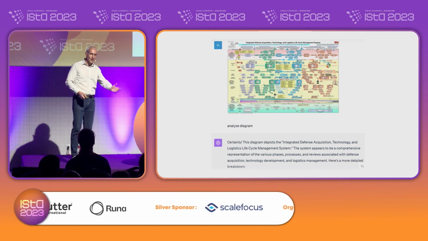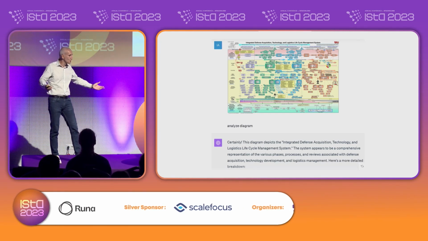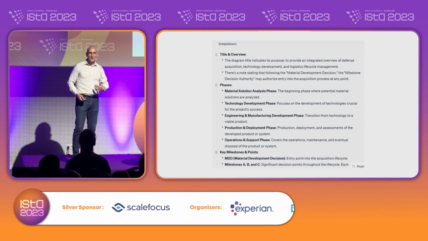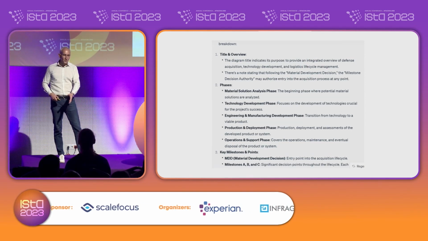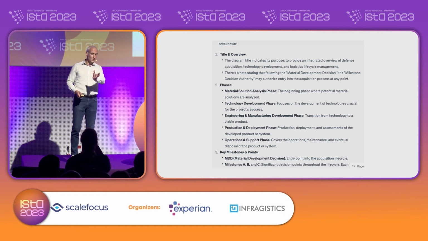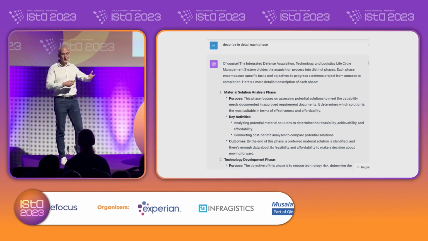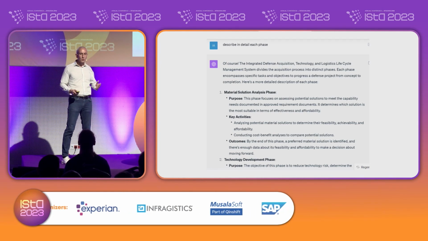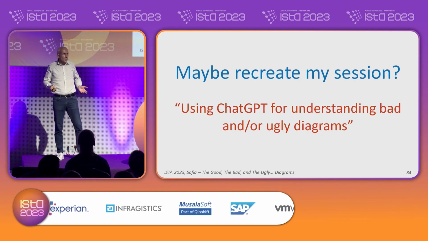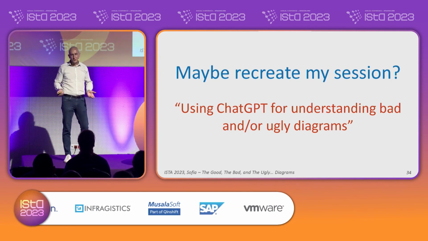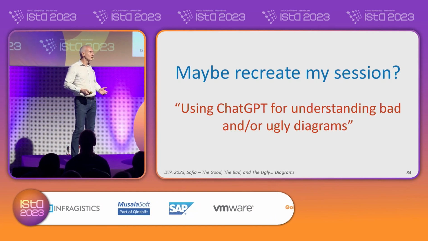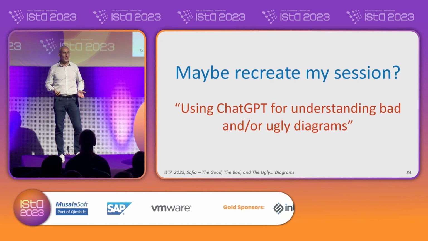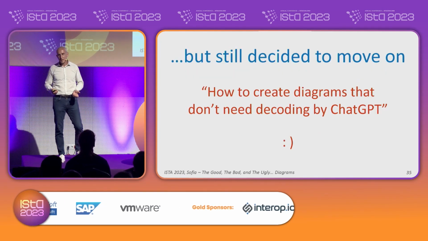So I put it, I said analyze the diagram, certainly it responds and it provides you information, like 2-3 screens of information about the phases that are described, etc. But the phases were very short. I insisted, describe it in detail, each phase. Again, detailed description. So it can do it. So I thought maybe I should actually recreate my session into a session how to use ChatGPT so that we can cope with ugly diagrams. But still, decided to move on.